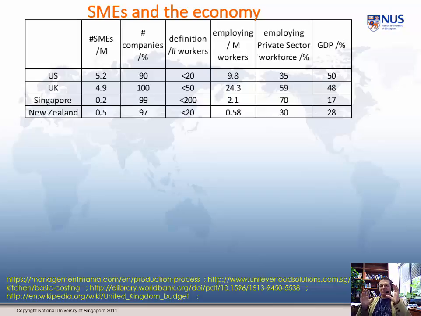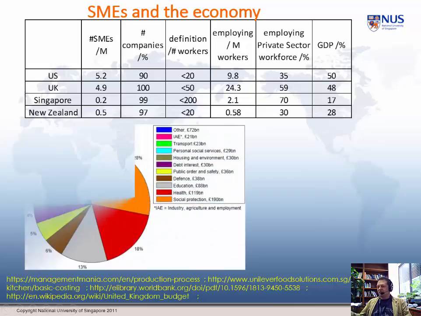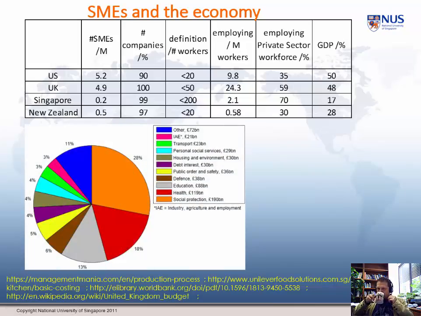Okay, so SMEs are important, private companies are important in keeping economies running. Let's now think about why that might be. This is a pie chart, and it happens to be the 2010 UK budget. The entire budget's about 670 billion UK pounds, which is about, if I just do a rough exchange rate of 2 to 1, about 1,400 billion Singapore dollars.